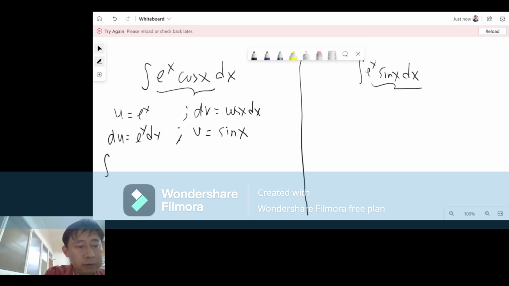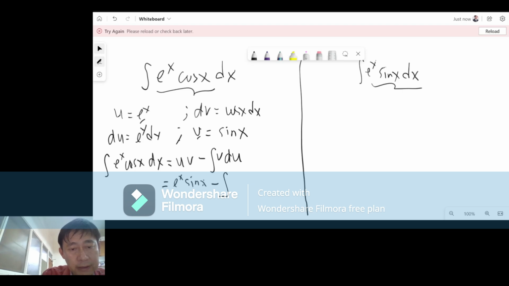So integrations of e power x cos x dx in the method of integration by parts is written as uv minus v du. Here u is e power x, v is sin x, minus v, which is sin x, du is e power x dx.